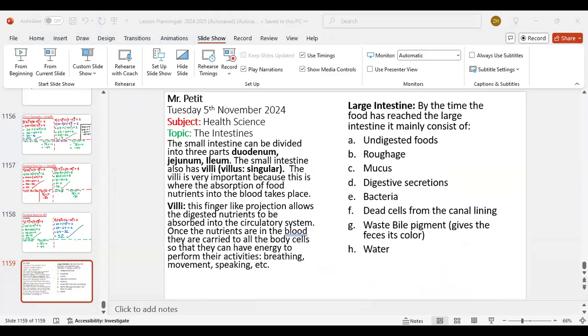All right, take a picture of your work and send it to me via WhatsApp. Again, take a picture of your work and send it to me via WhatsApp. Okay, we are going to move on to general science.